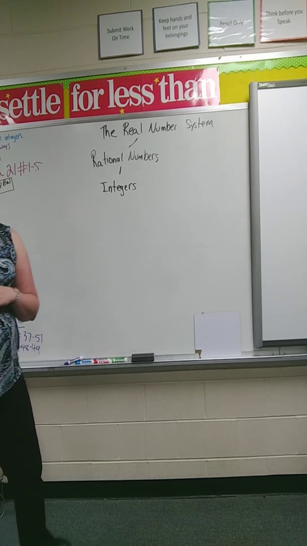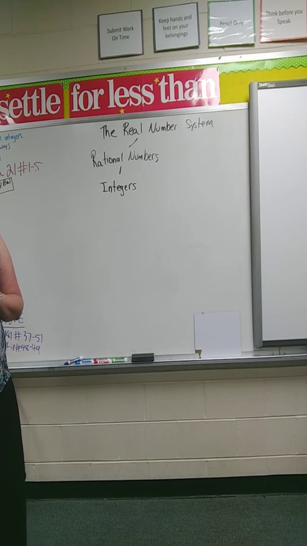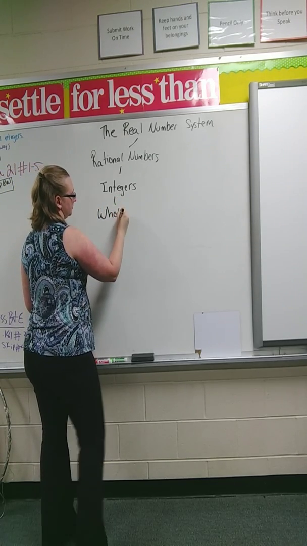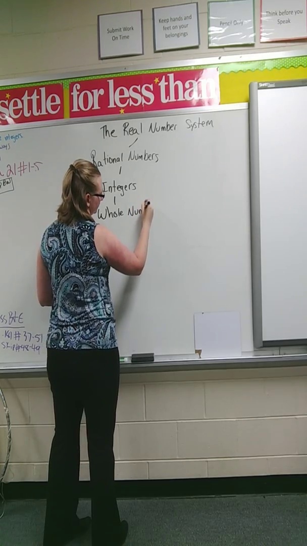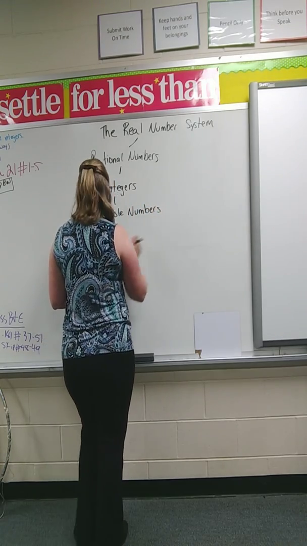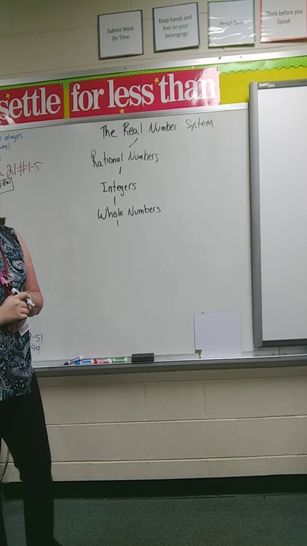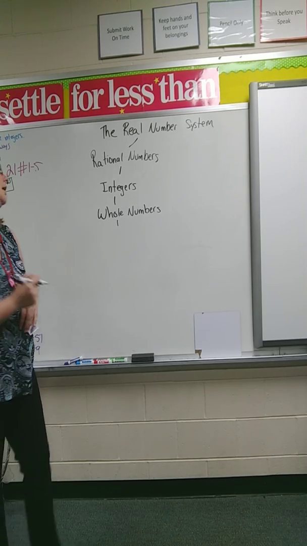Alright, what if we get rid of those pesky negative signs? Then what type of number do we have? Whole numbers. Then we have whole numbers. And if we get rid of that silly zero, what type of number do we have? A natural number.